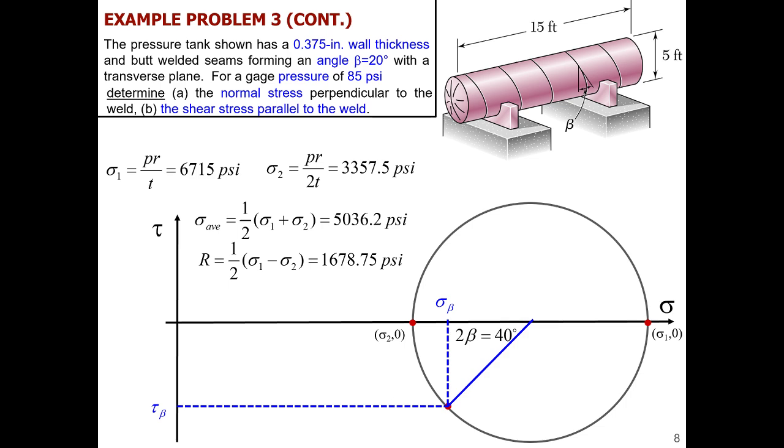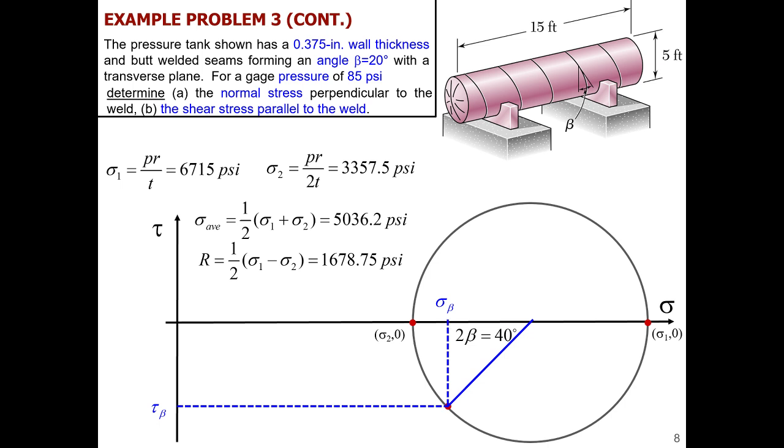Okay, how do we find it? For sigma beta, we basically need to calculate the distance from 0 up to sigma beta. That will be our coordinate, our value of the normal stress here. What we know is that this point is exactly sigma average, the center, and we just need to subtract this part. So the whole thing from here to the center minus this will be the length from 0 to sigma beta, right?